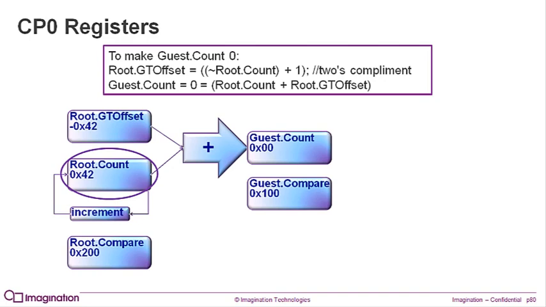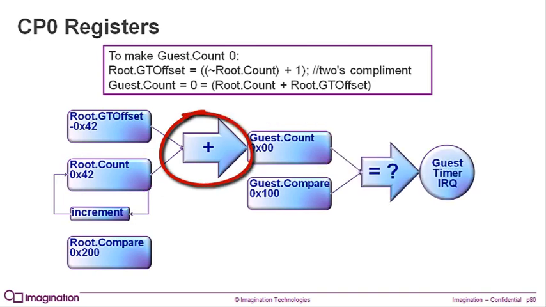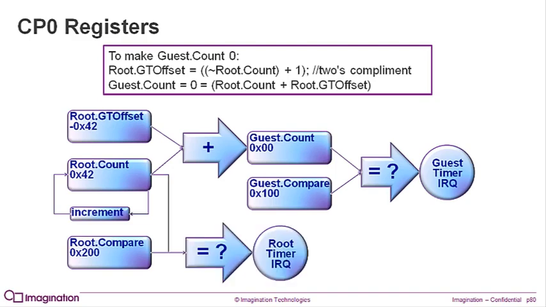Each cycle, the root count register will increment, which has the effect of incrementing the guest count. 100 cycles later, the guest count will be 100, equaling the guest compare register, and the guest OS will take an interrupt. 100 cycles after that, the root count will equal the root compare register, and the hypervisor will get a timer interrupt.